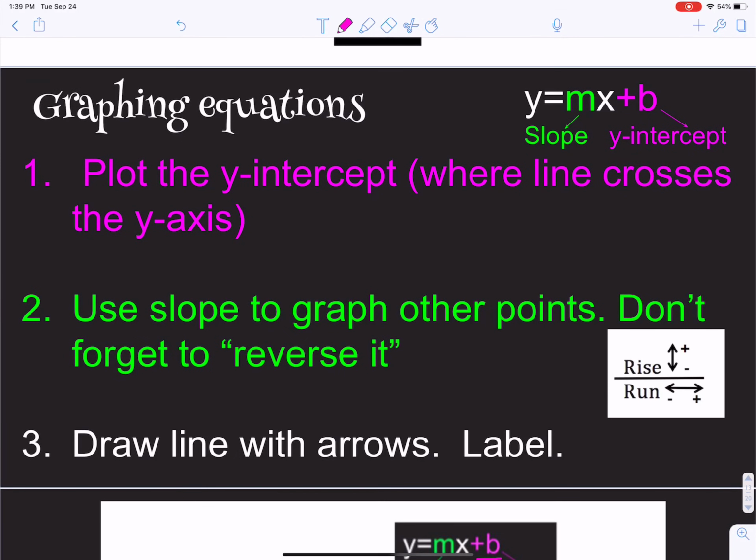Today in class, we looked at graphing equations in slope-intercept form. So we're still using slope-intercept form, y equals mx plus b. M is still our slope, b is still our y-intercept.